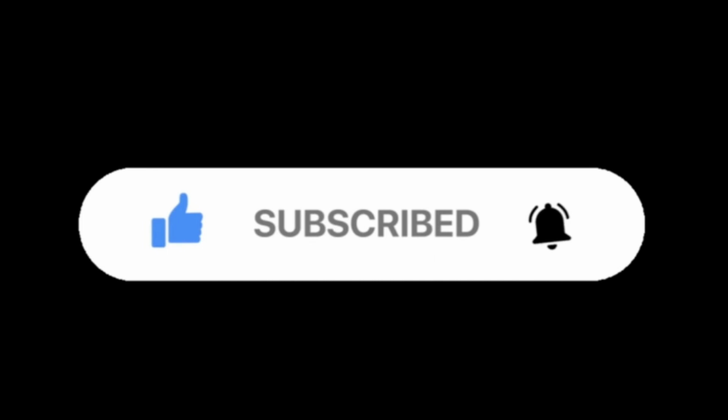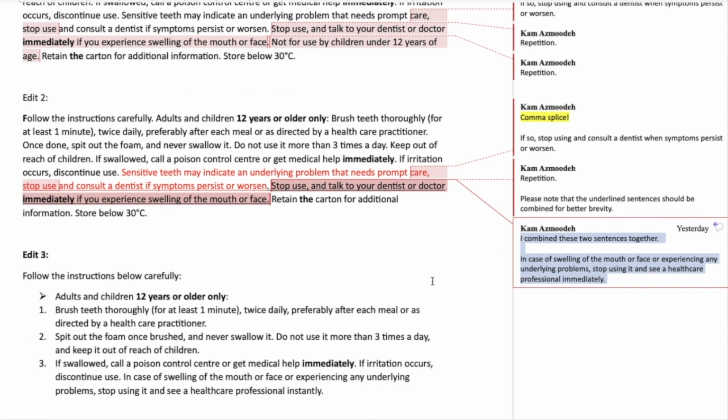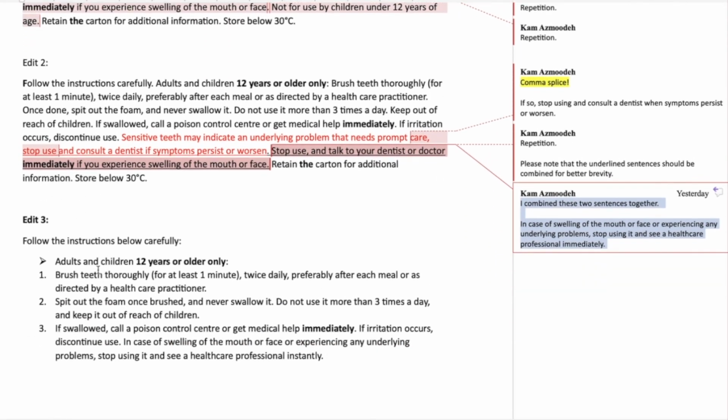Thank you so much. Now, this is edit number 3. Look at edit number 3 and tell me which one is better. So please follow the instructions. You would tell me, Cam, why did you separate them? I separated them for the sake of better readability, okay? So as you can see, now it is more readable.